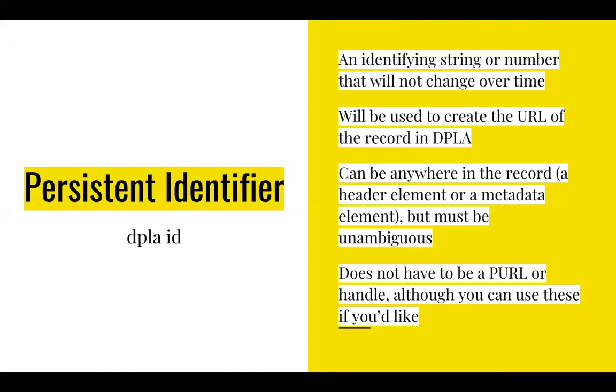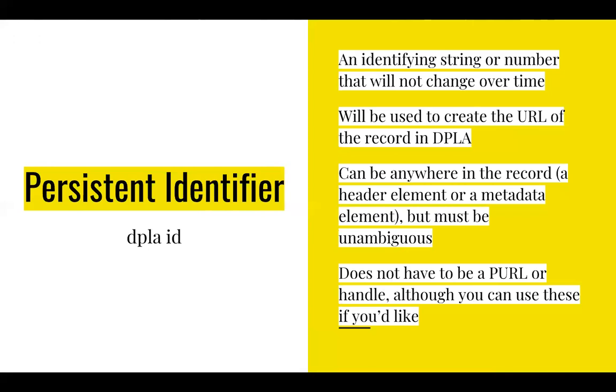So if the identifier changes, the URL changes, the record is in a different location, all of the links that anybody has created to the record break, all of the links that might be in one of our curated materials, a primary source set, a topic browse, an exhibit will break, and it's just not beneficial to our users. That persistent identifier can be anywhere in the record.